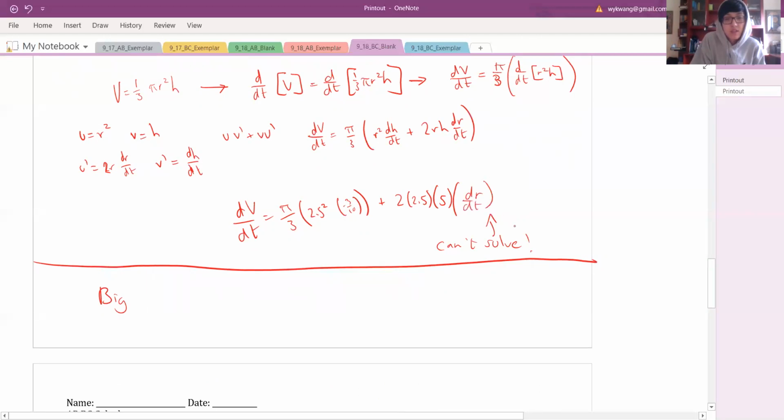Let's say we couldn't solve, can't solve. Our big realization is that r is equal to half h. Now let's do it all again. We got to do it all again.